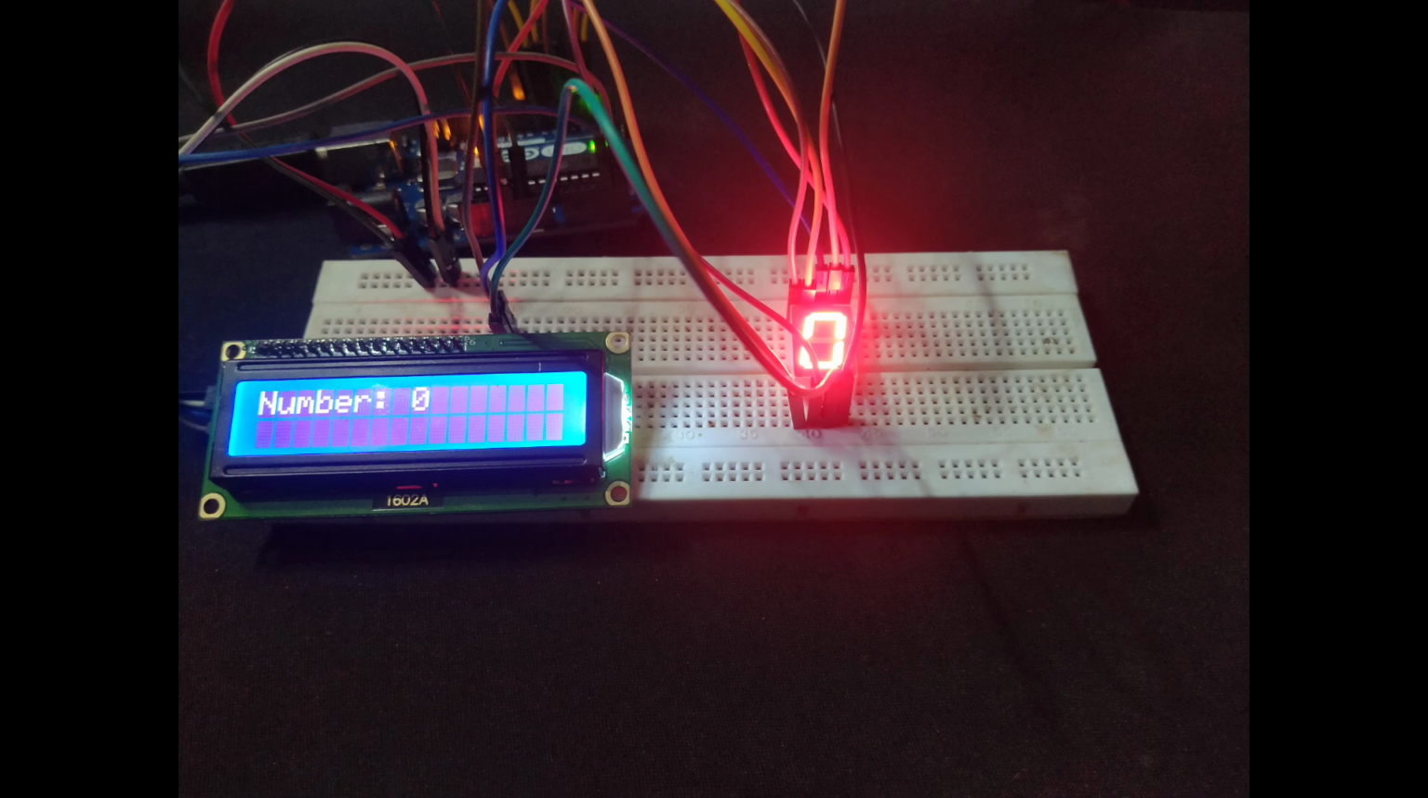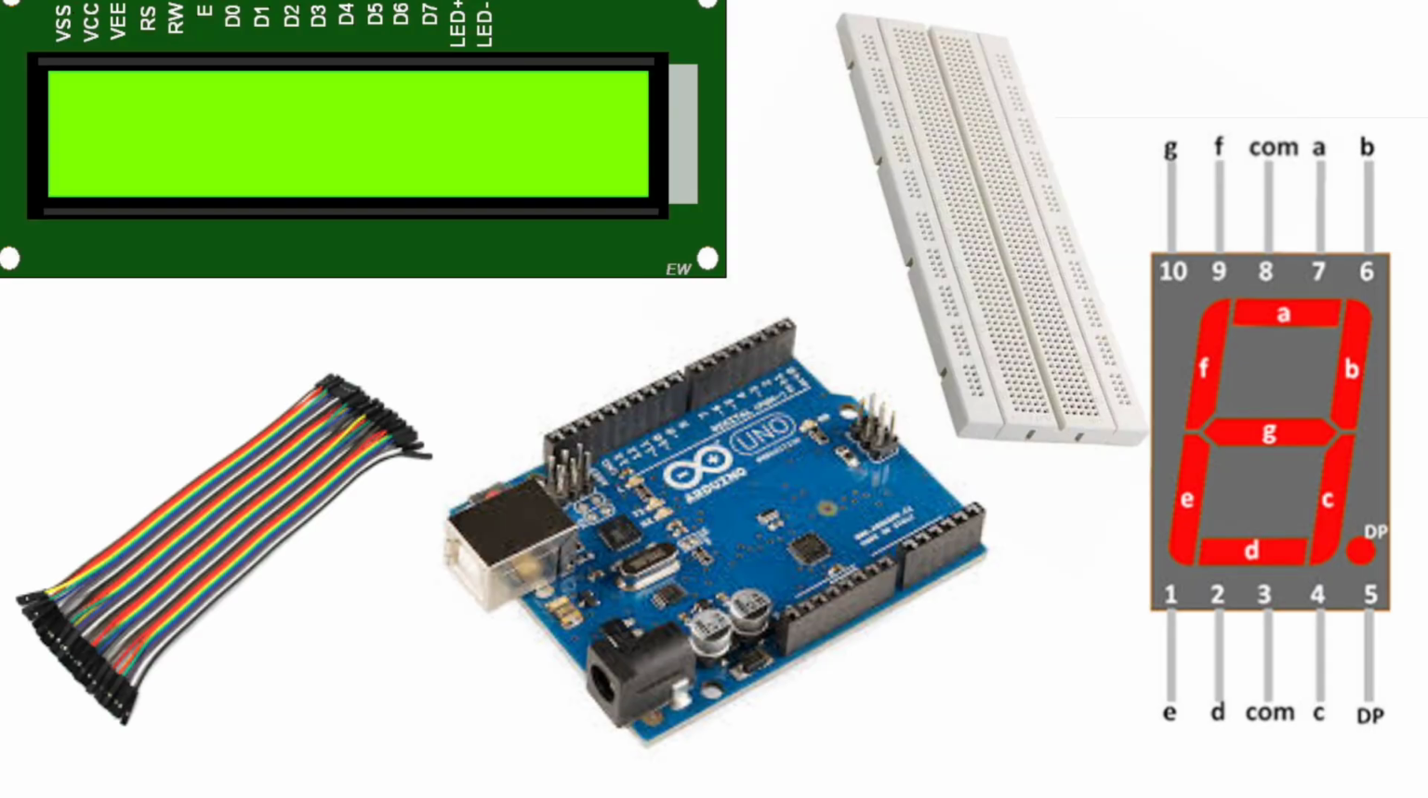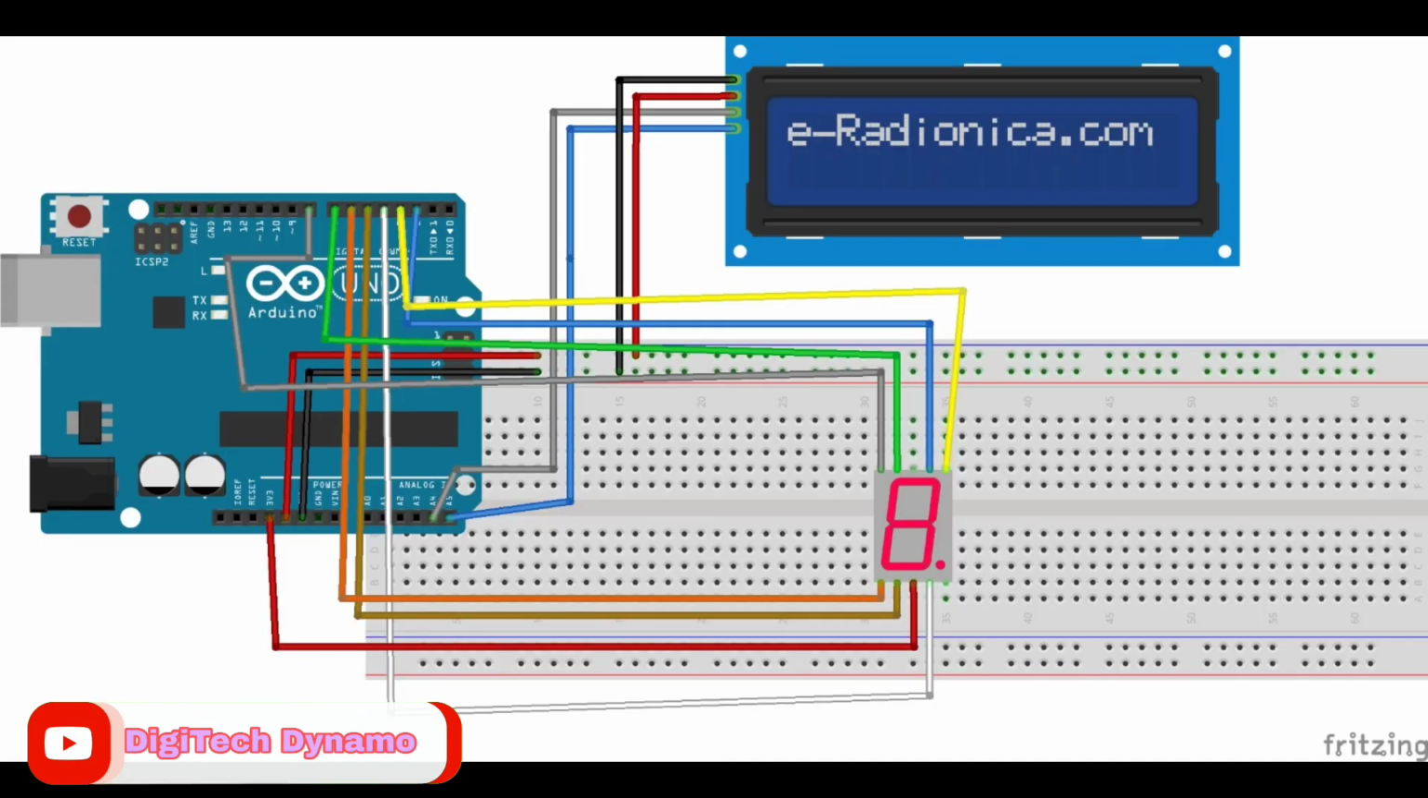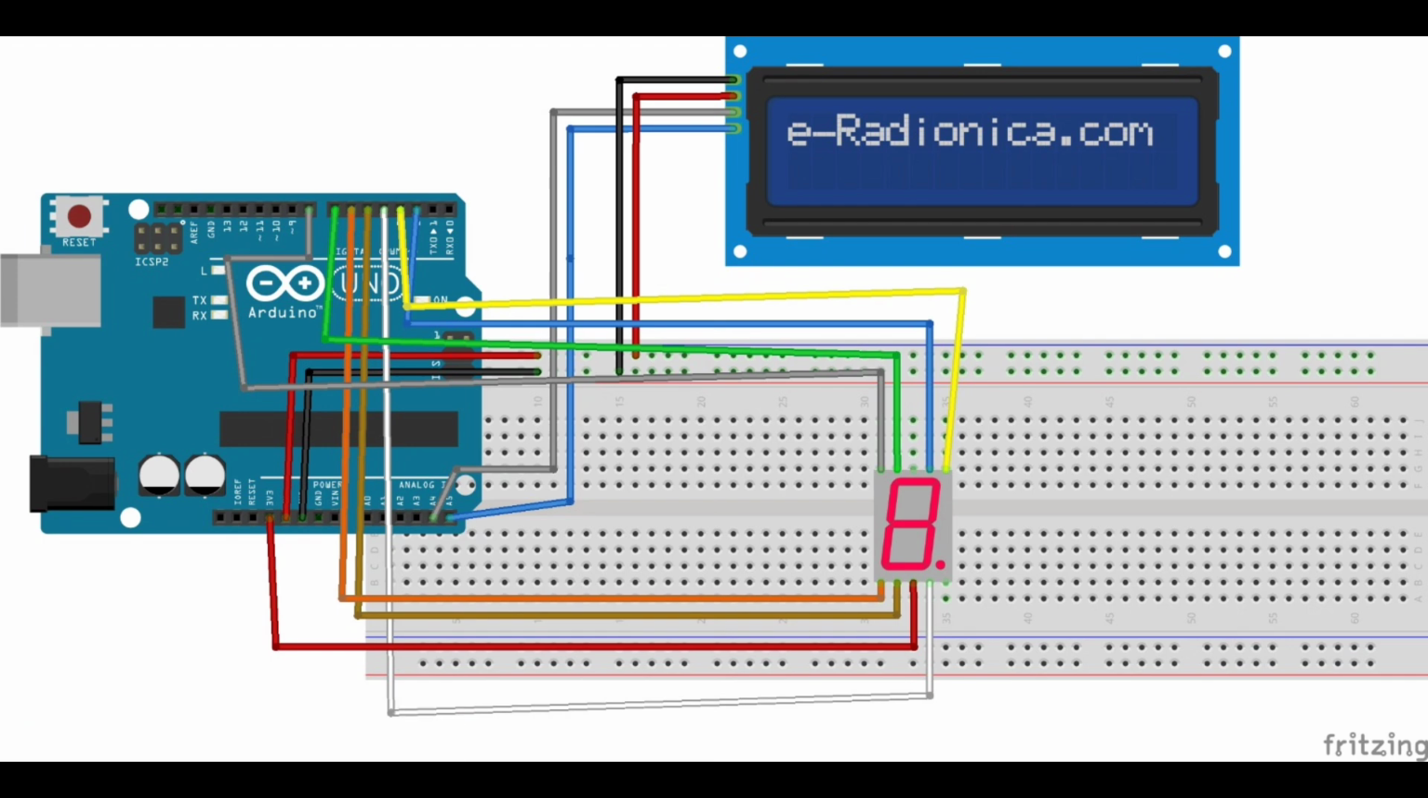Here are the components we'll be using in this project: Arduino Uno, 7-segment display, 16x2 LCD with I2C interface, resistors, jumper wires, and a breadboard. Circuit diagram: the LCD is connected via I2C to the Arduino. Pins 2 to 8 on the Arduino are connected to the segments of the 7-segment display.